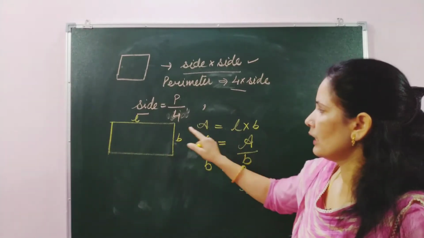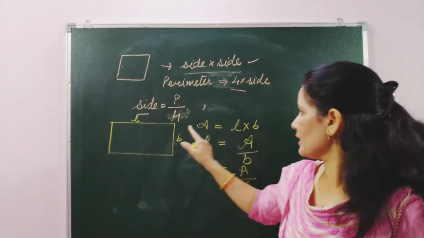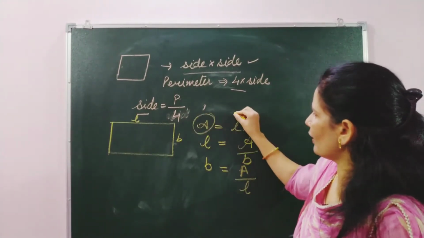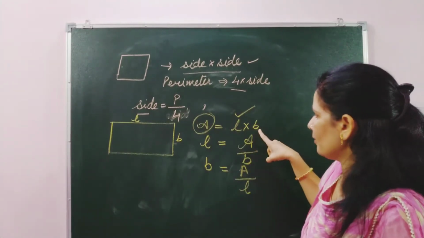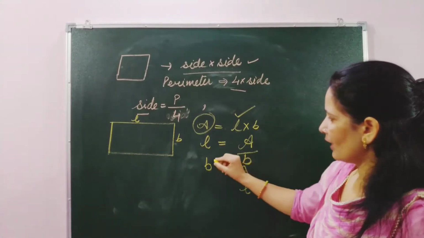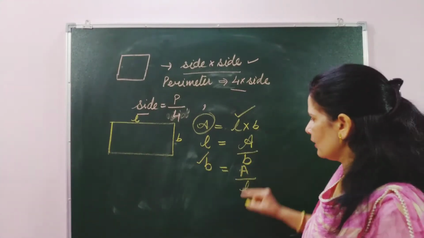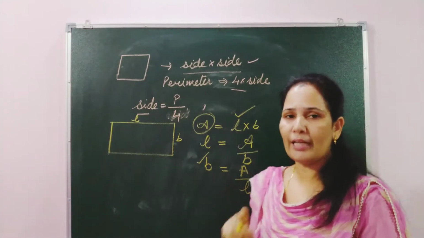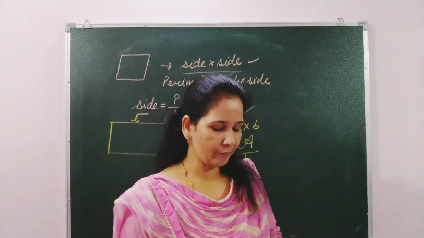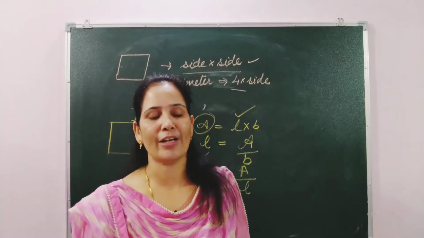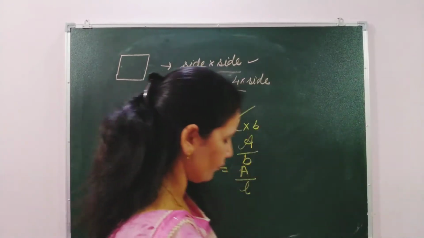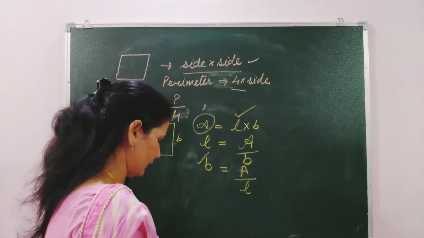So I repeat again, the area of rectangle is length into breadth, and if the area is given and we have to find out the length, then area divide by breadth, then easily we can get the length. And if length is given and we have to find out the breadth, then area divide by length. Okay students, these three formulas we have discussed. Now let's start our exercise. With the help of exercise problems, we will understand more about the area of square and rectangle.